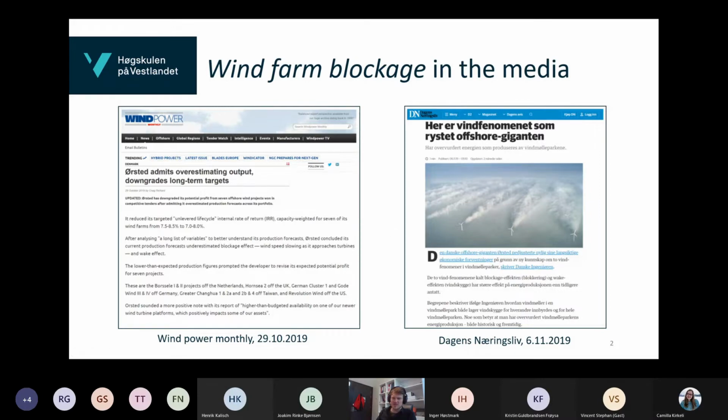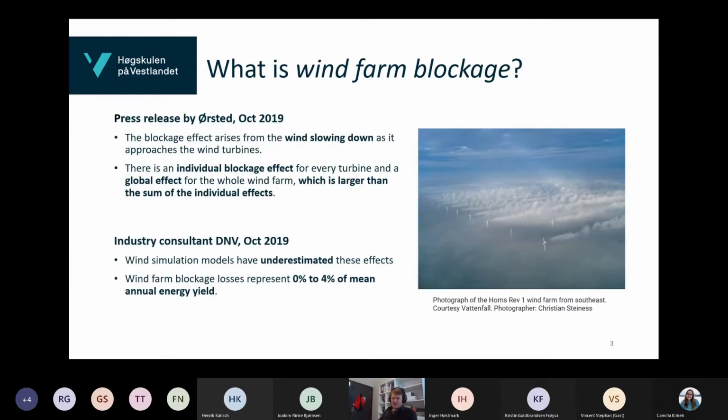Here in Norway, it was Dagens Næringsliv who picked up on that 2 weeks later and reported about this blockage effect in wind farms that wasn't so well known before that, and also said that the stock market reacted on this, and Ørsted stocks went down by 8% after this announcement. So what is that, what everyone is talking about?